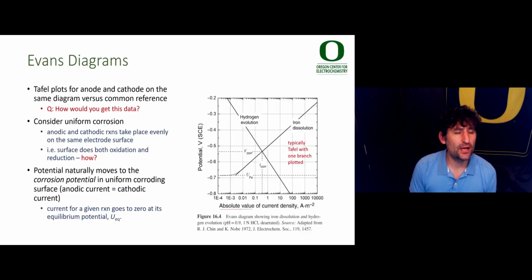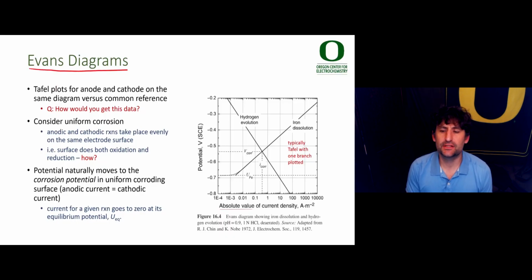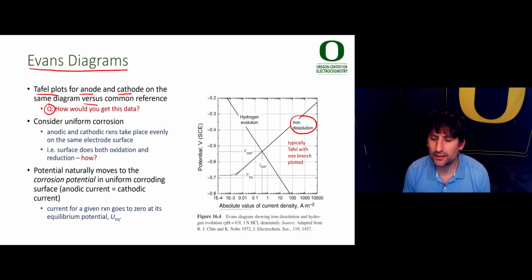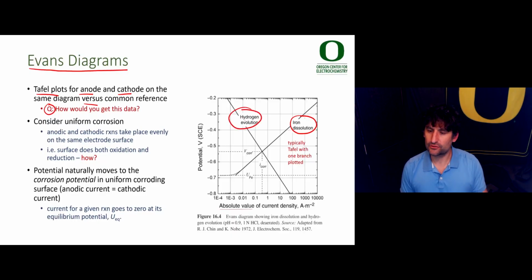So one of the most common ways you characterize corrosion, the rates of corrosion, is with what's called an Evans diagram. An Evans diagram incorporates Tafel plots for the anode and cathode onto the same plot versus a common reference. And you might ask yourself, well, how would you get this data? Well, you can go and measure, for example, a Tafel plot for iron dissolution on an iron electrode with a well-defined reference, well-defined mass transport, etc. You can go and measure a Tafel plot for hydrogen evolution on the same metal with an electrode and an electrochemical cell with a well-defined reference.